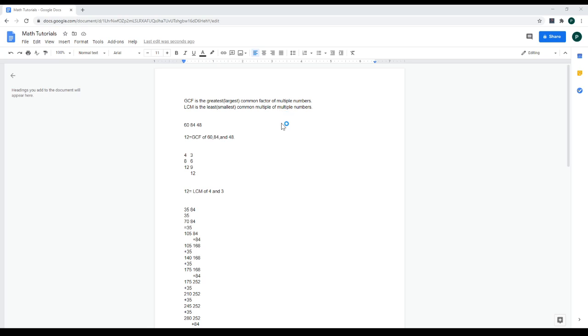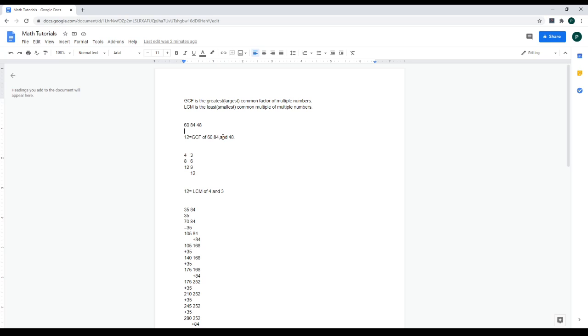Anyway, about GCF and LCM. GCF is the greatest, which means largest, common factor of multiple numbers. LCM, aka least common multiple, is the least common multiple of multiple numbers.